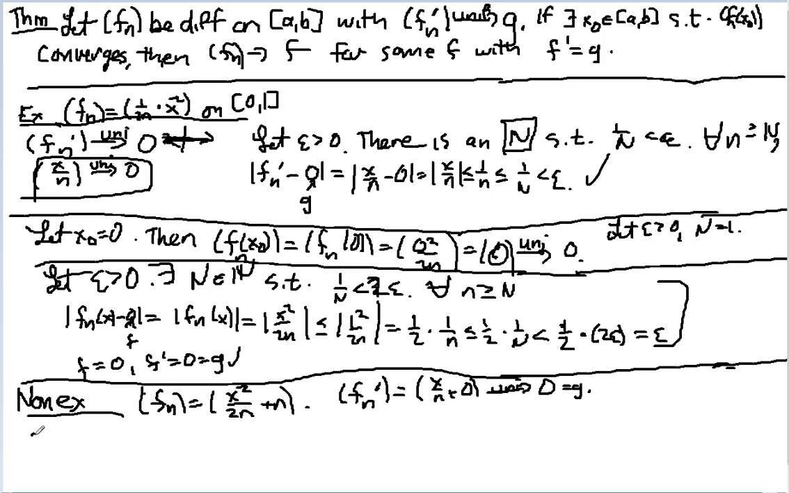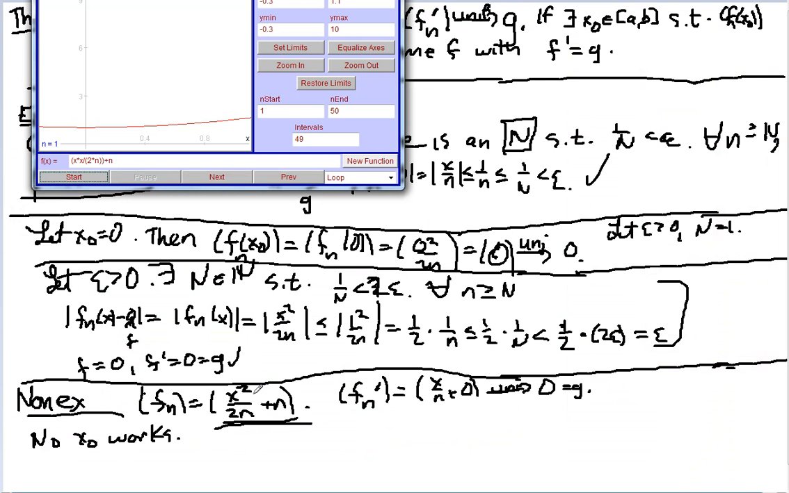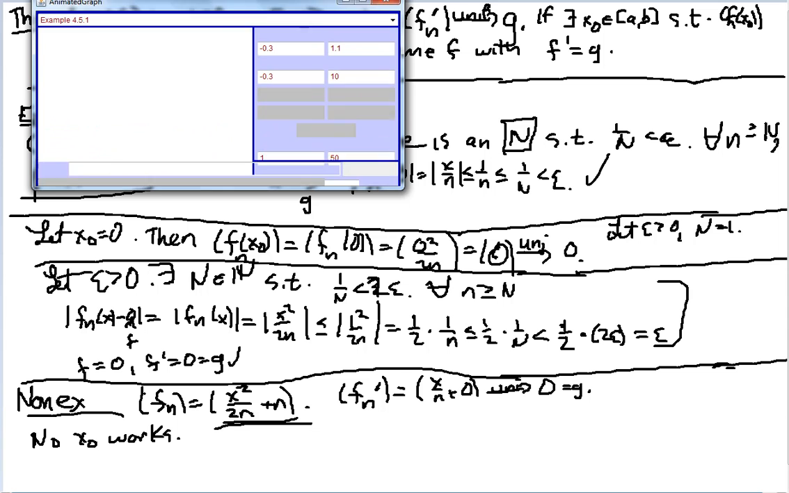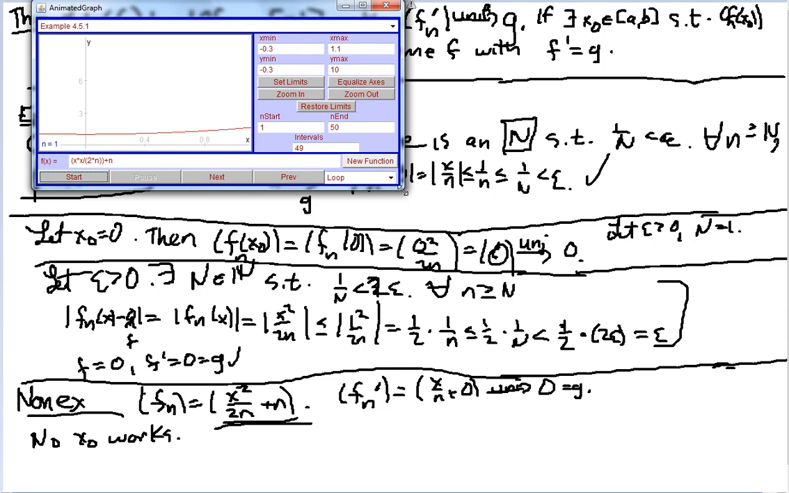Now I'm going to claim that no x naught works. And why does no x naught work? Well, if you look at this, this is just going to keep on going up and up and up. So let me show you this graphically, and this is not going to be a rigorous proof. I'm just going to show you what happens. So here's what I have, x squared over 2n plus n. And look, I have kind of a parabola shape like this. Now when I animate it, it's just going to keep on going up and up and up.